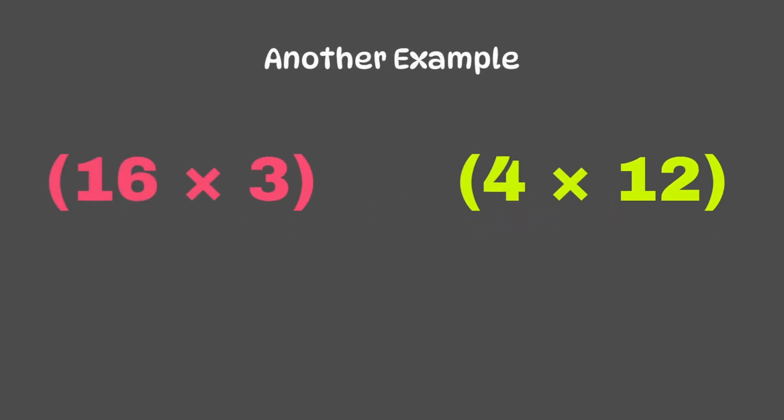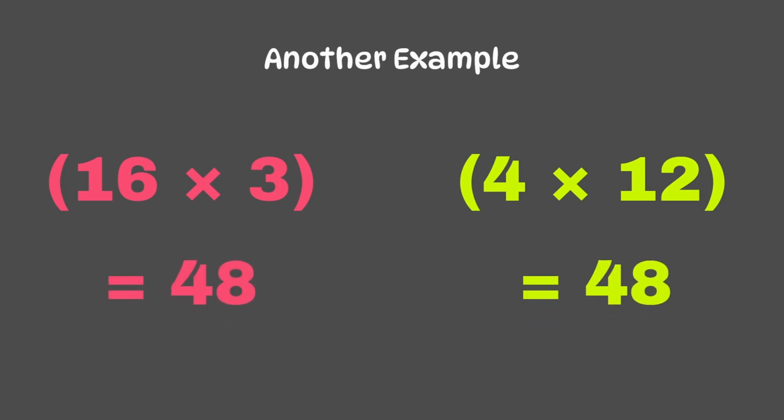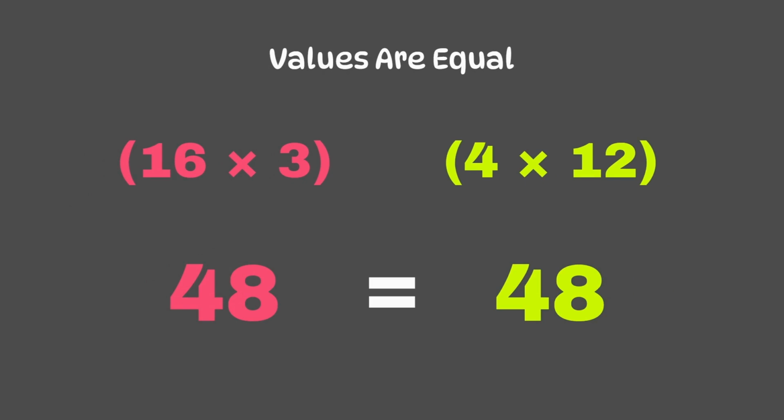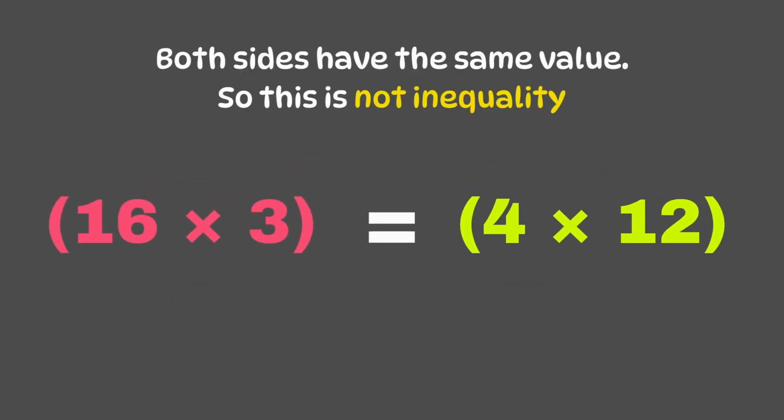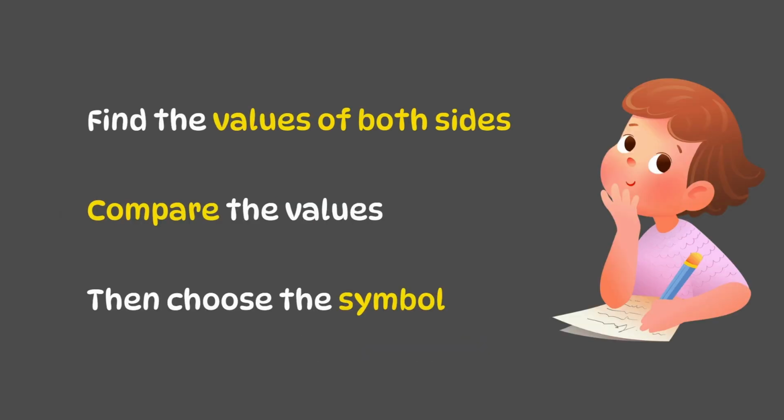Let's try another example. Here we have 16 times 3 and 4 times 12. Both of them give us 48. So, we can say that both of these expressions are equal. And to show it, we use equal sign. And this is not an example of inequality. It is equality.